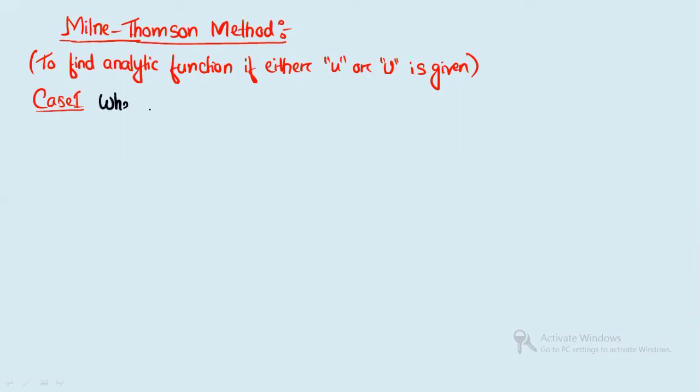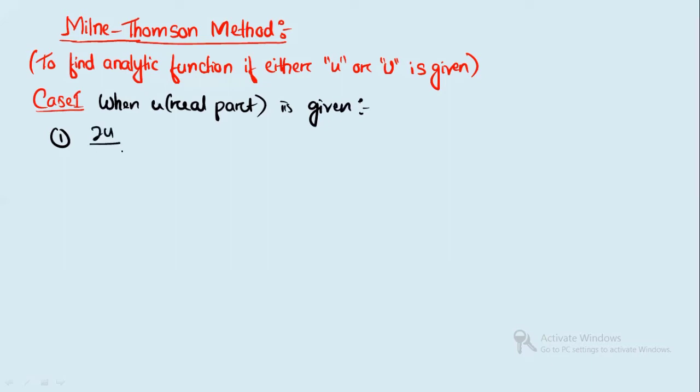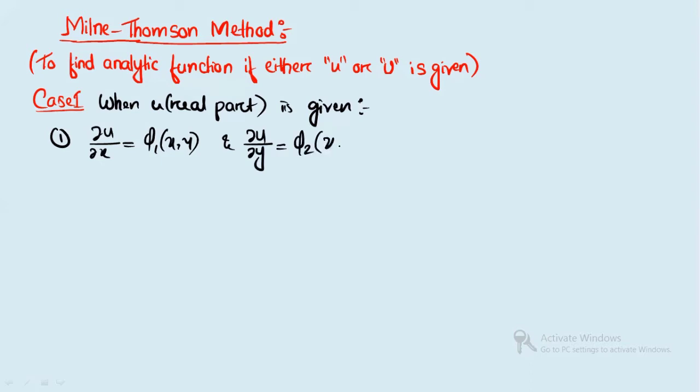That means when u, the real part, is given. For this we will be doing it in three steps. The first step is what? For the first step we will differentiate u with respect to x and y. So first we will do del u del x and put it equal to phi 1 as a function of x, y. And you will differentiate u with respect to y also, and this you will take to be phi 2 of x comma y. So this is the first step.